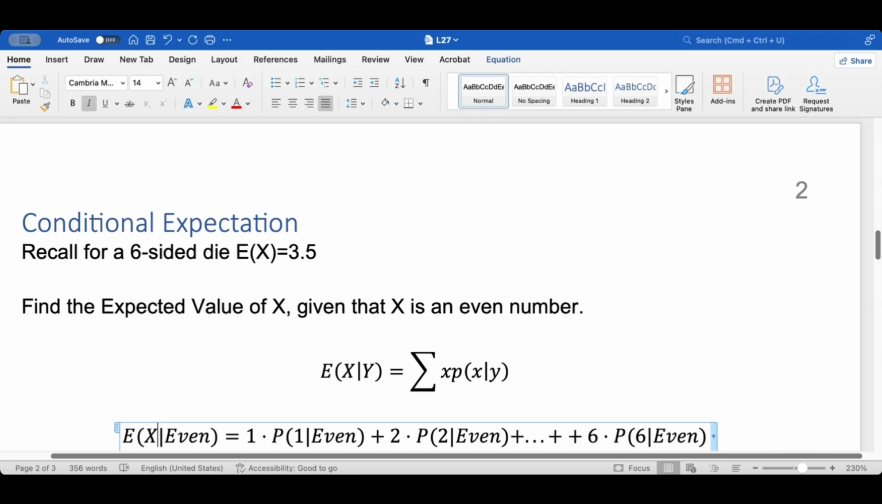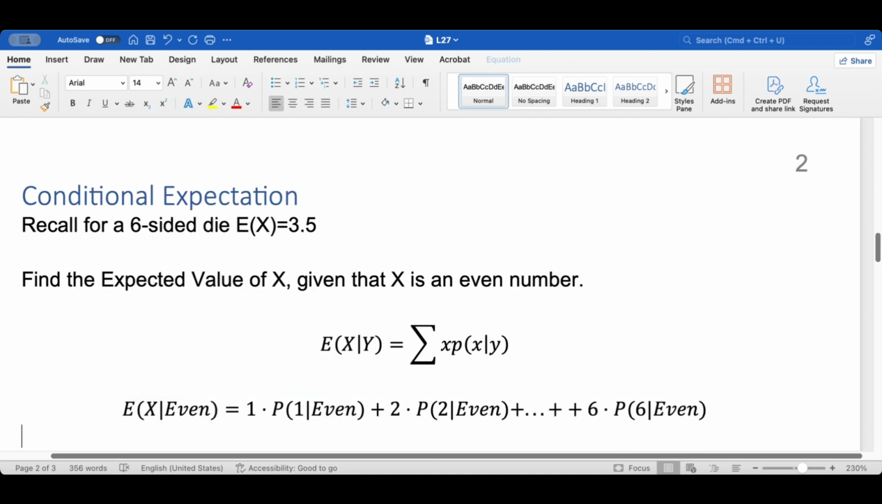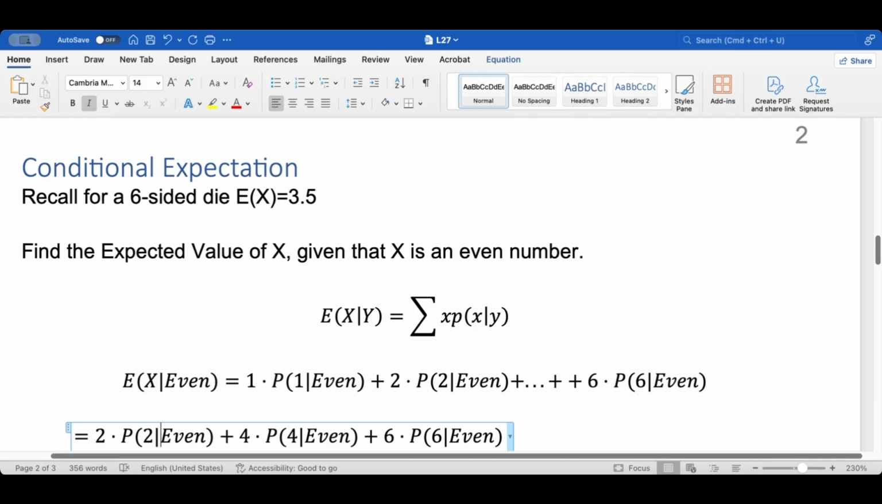So expected value of x given y is summation x times p of x given y. So the given information here is that we have an even. So we want the expected value of x given an even number was rolled. So it's the sum of each x value times the conditional probability. So it's 1 times the probability of 1 given even, plus 2 times the probability of 2 given even, all the way up to 6.